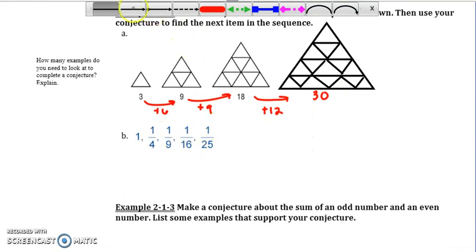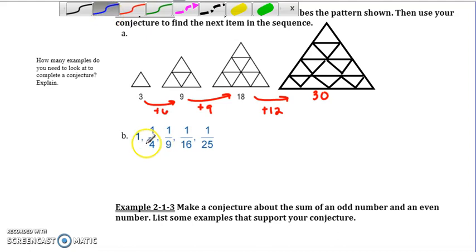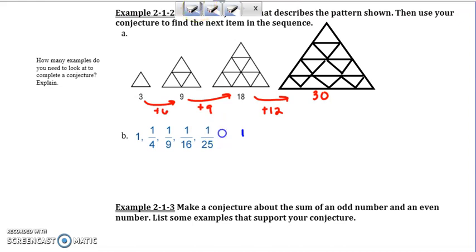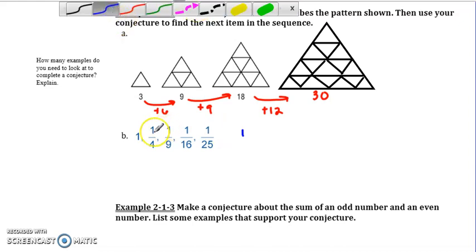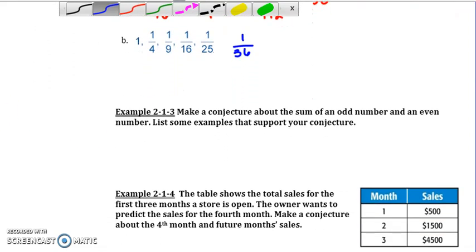So with this pattern, it looks like we have a 1 in the top, so we're going to continue that 1. Then it looks like we're going 4, 9, 16, 25. Those are perfect squares. So our next one, if this is 5 squared, would be 6 squared, so that'd be 36. And then this one has our 1 at the bottom, so that's the pattern it looks like.